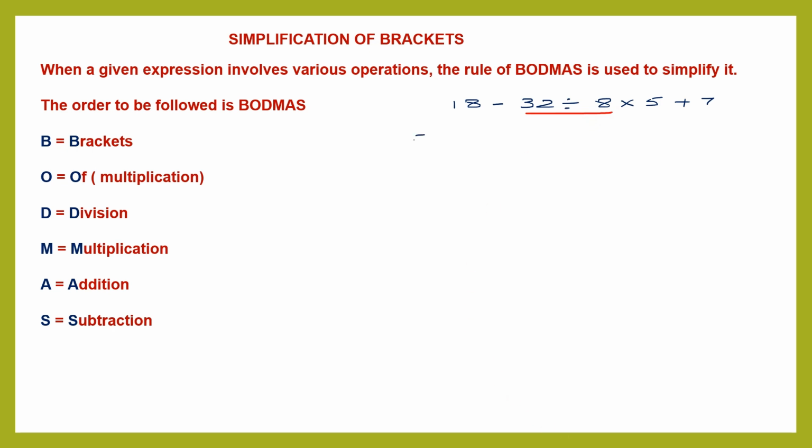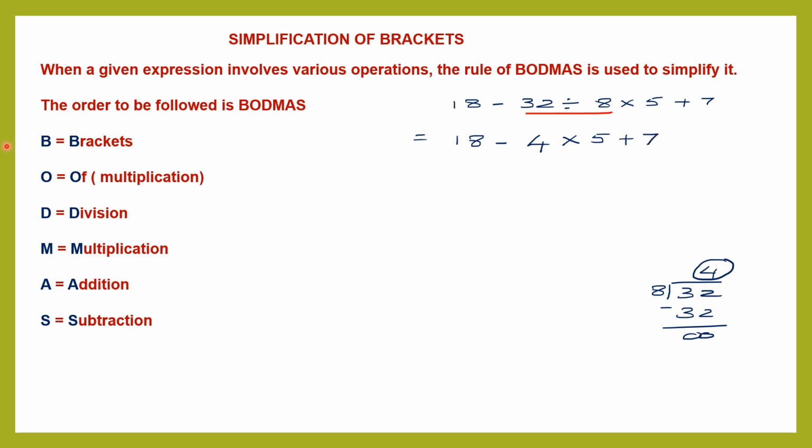So we write 18 as it is minus. Now how much is 32 divided by 8? 8 fours are 32, isn't it? When you divide 32 by 8, what do you get? 8 fours are 32, minus 0. So the answer is 4. So in the place of 32 divided by 8, we can write 4. So we write 4 here and we write the remaining: into 5 plus 7.